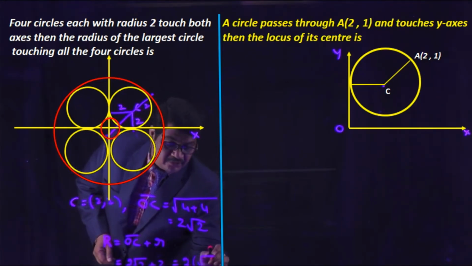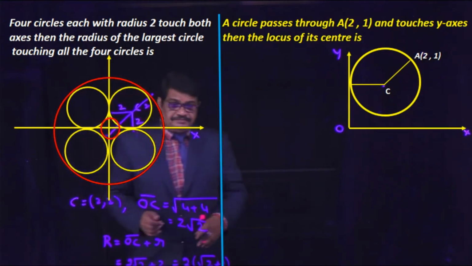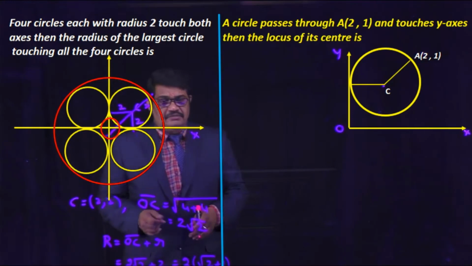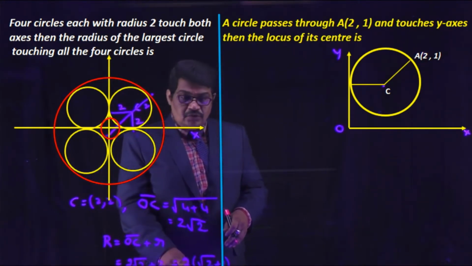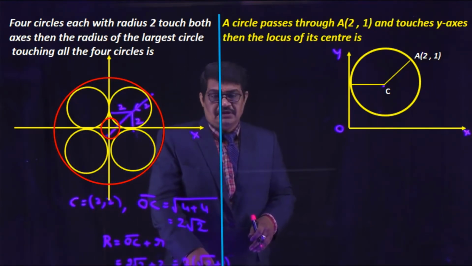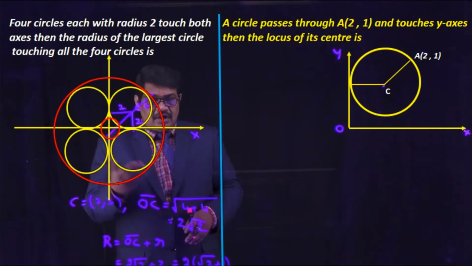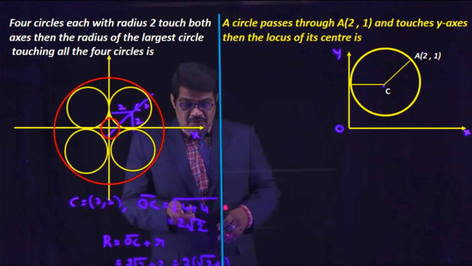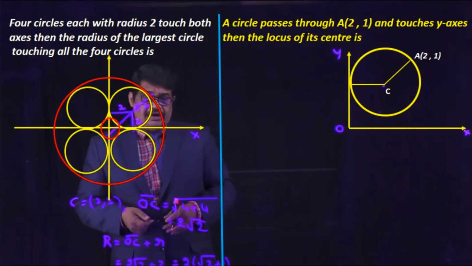Then we are getting root 2 plus 1. So the radius of the largest circle is 2 into root 2 plus 1. This is the required radius of the largest circle. So the answer is 2 into root 2 plus 1. Okay, this is the required answer.